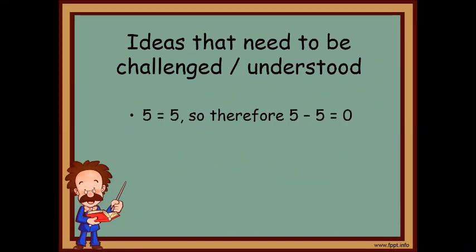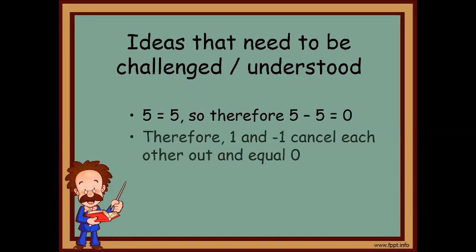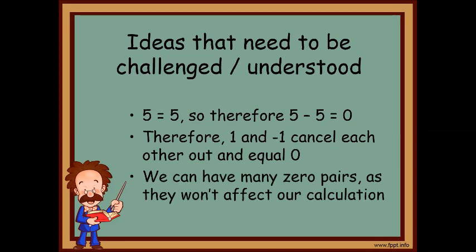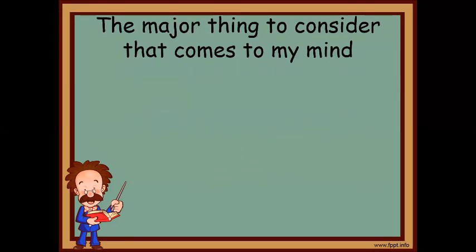Now, this came from Yip Van Ha, which was a really interesting concept for me to understand. Yip Van Ha is the main guy behind Math No Problem, and if you ever get a chance to hear him speak, go and listen to him. 5 equals 5. So therefore, 5 take away 5 is 0. And that then starts to make us realize that 1 and -1 cancel each other out, and we create these 0 pairs, and I'll show you a few of them in just a few moments' time. They won't affect our calculation. No matter how many 0 pairs they've got, they are worth 0, they affect nothing.